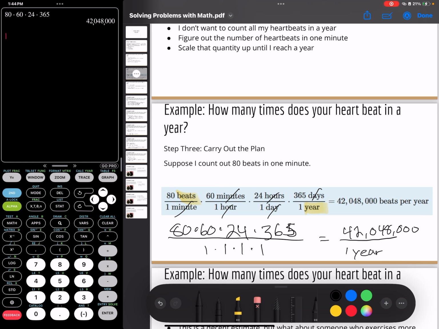So a lot of students are done at this point. I got a number. Numbers mean answers. Life is good. Let's move on. But you do want to take a second to evaluate this and think, does this make sense? Kind of reflect on that answer.